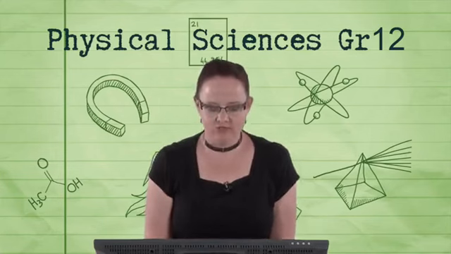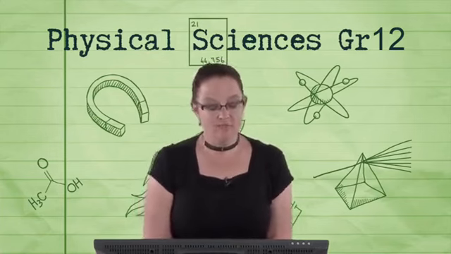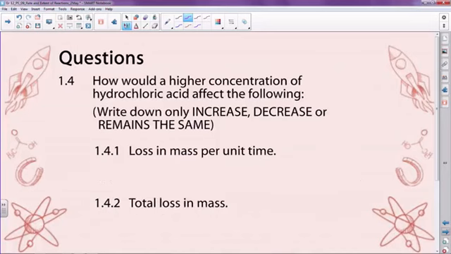Okay, let's see how we did. If I have a higher concentration, first of all, they ask you what happens to the loss in mass per unit time. That is what happens to the reaction rate. Mass per unit time is the reaction rate, and we just said that if I increase the concentration, I'm going to increase the rate. So that increases.